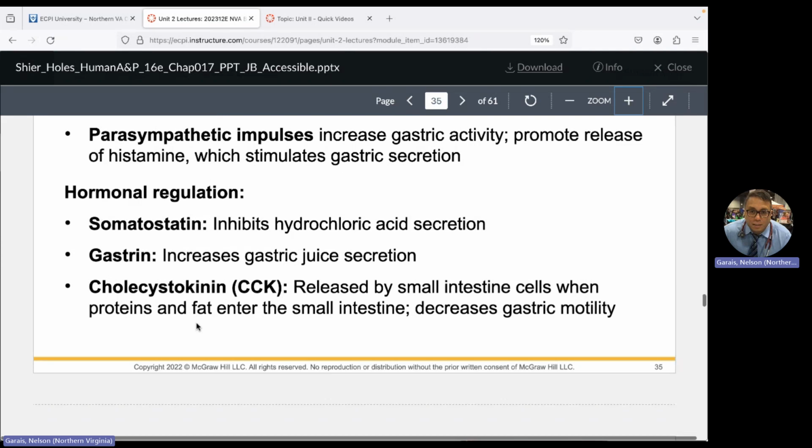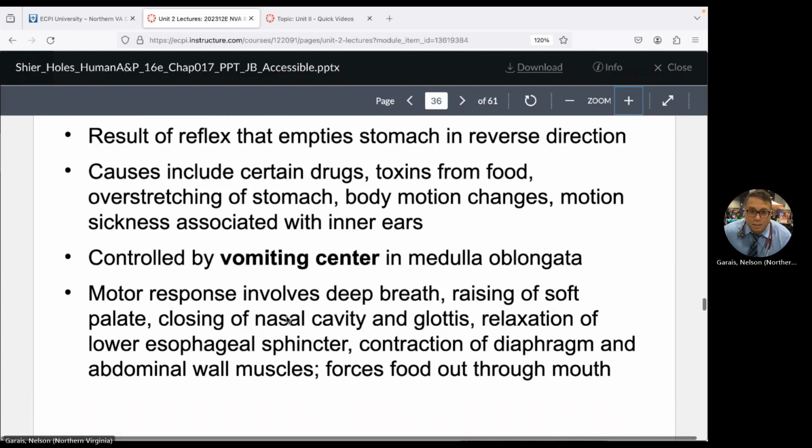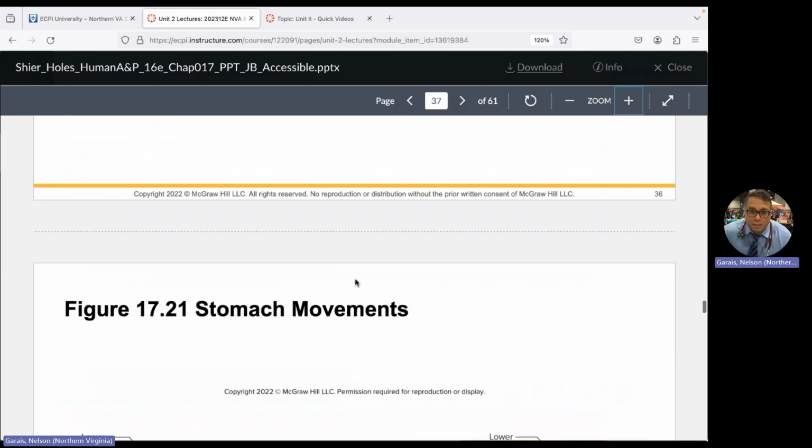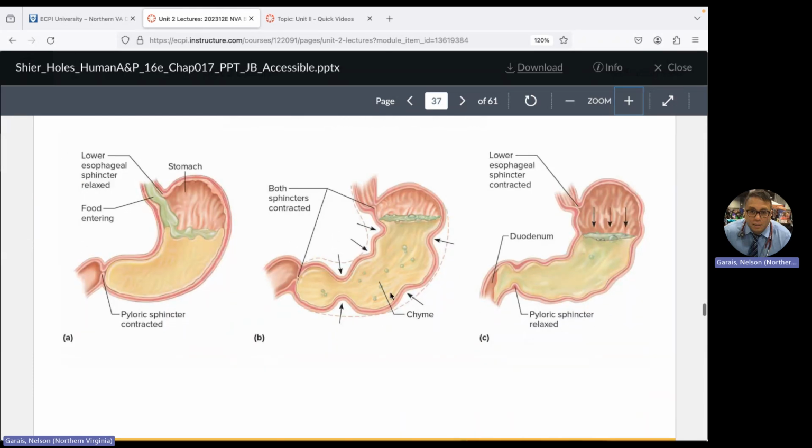And finally, cholecystokinin, or CCK. CCK gets released when too many proteins and fats are detected in the small intestine. That means your stomach is processing things too quickly and it's not finishing its job well. Therefore, we have to slow everything down and decrease gastric motility, which is the exact opposite of gastrin, because the stomach needs more time to break things down. Vomiting center, we already know, medulla oblongata. Here are some churning and mixing illustrations on slide number 37.